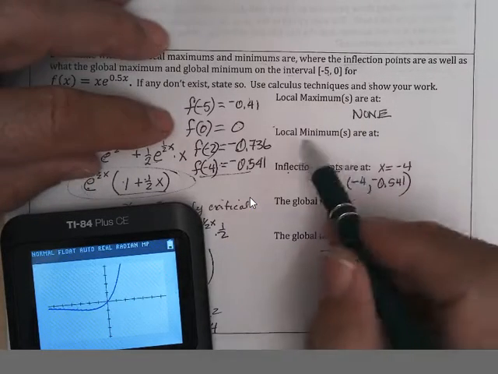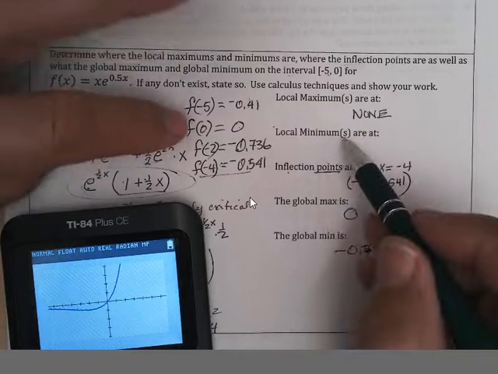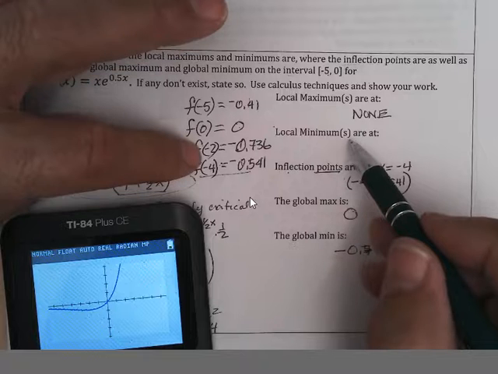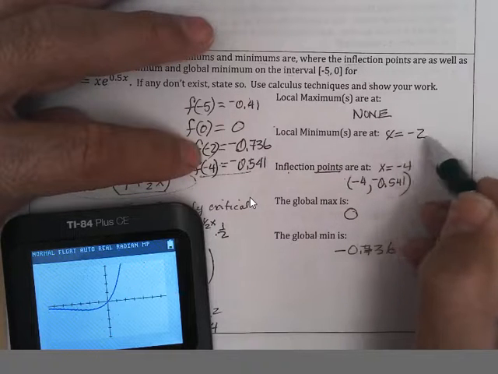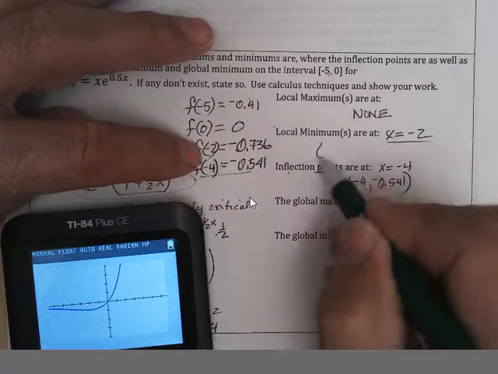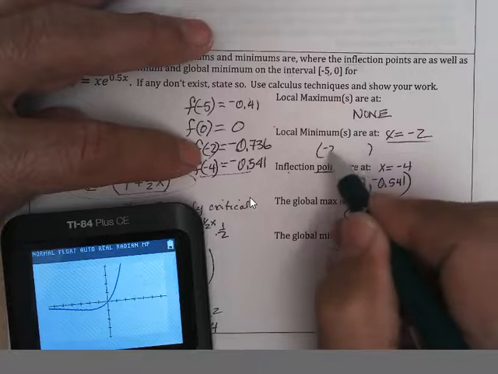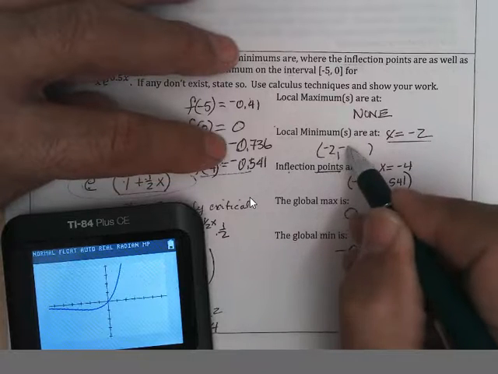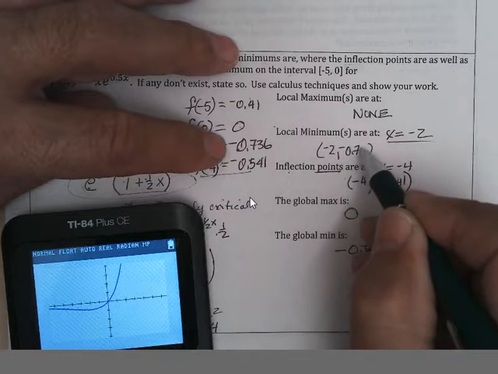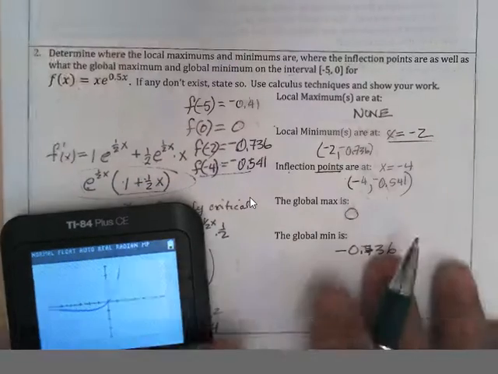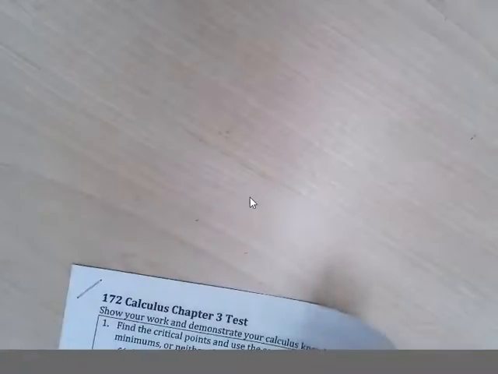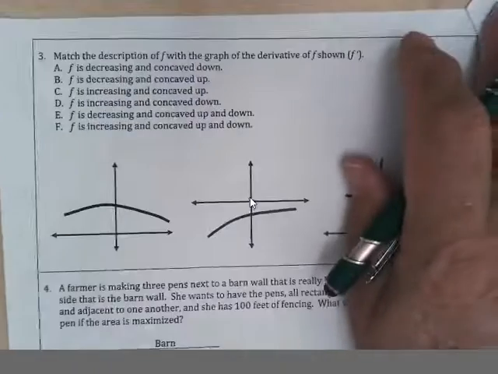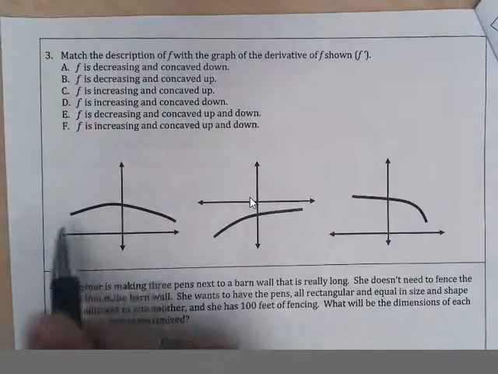So the local min is at, where was it? At negative 2. It's at x equals negative 2. That's good enough for the answer. The point is negative 2 comma negative 0.736. That was the longer problem. Now let's do some easier ones.